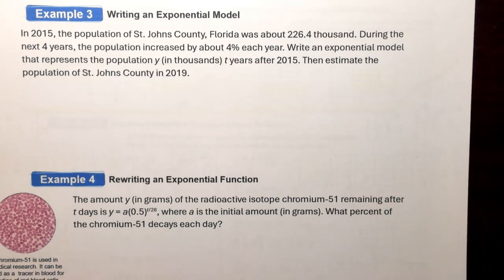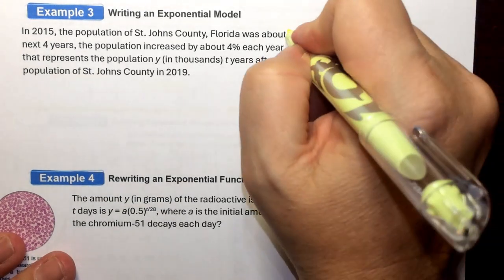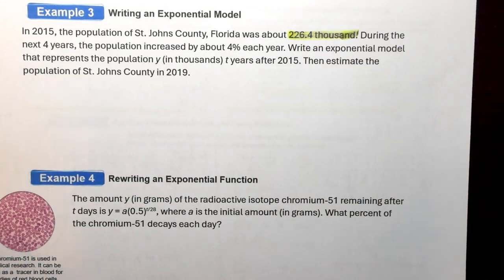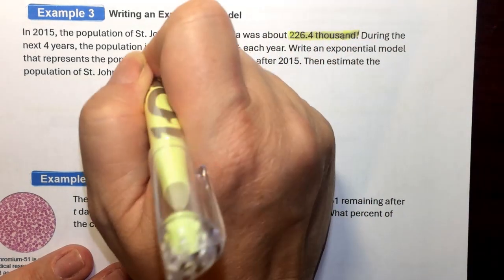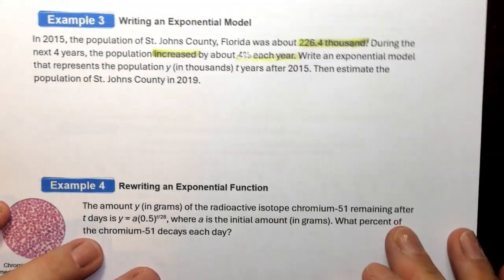All right, so in 2015, the population of St. Johns County, Florida was about 226.4 thousand. So that sounds important. During the next 4 years, the population increased by about 4% each year. So increased is a keyword. 4% each year is going to be helpful.